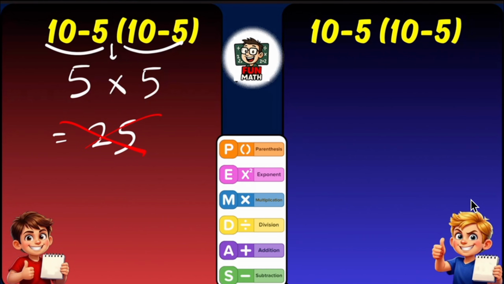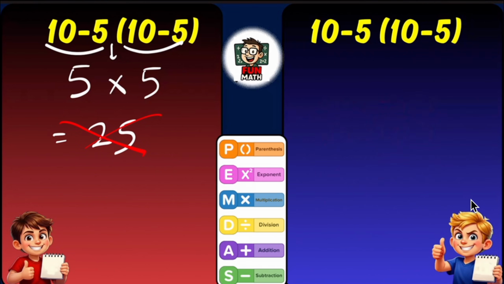Okay. Here we have another rule. There is no order between multiplication and division. Operations are done from left to right. Similarly, there is no order between addition and subtraction. Operations are done from left to right. Okay. Parentheses, exponent, multiplication and division, left to right, addition and subtraction, left to right.